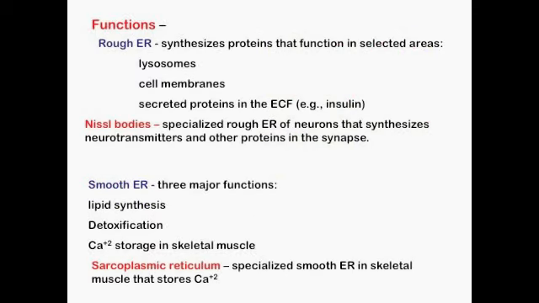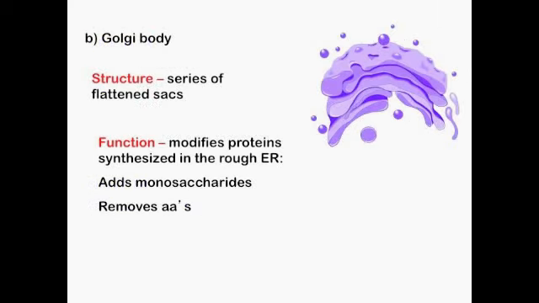The rough ER synthesizes proteins in selected areas. The rough ER proteins go into lysosomes, cell membranes, and they can be secreted as proteins in the ECF. Example, that would be insulin. We also see that the rough ER can be enlarged in neurons, forming things called Nissl bodies. This is specialized rough ER that synthesizes neurotransmitters. And then the smooth ER has three major functions: lipid synthesis, detoxification, and calcium storage.